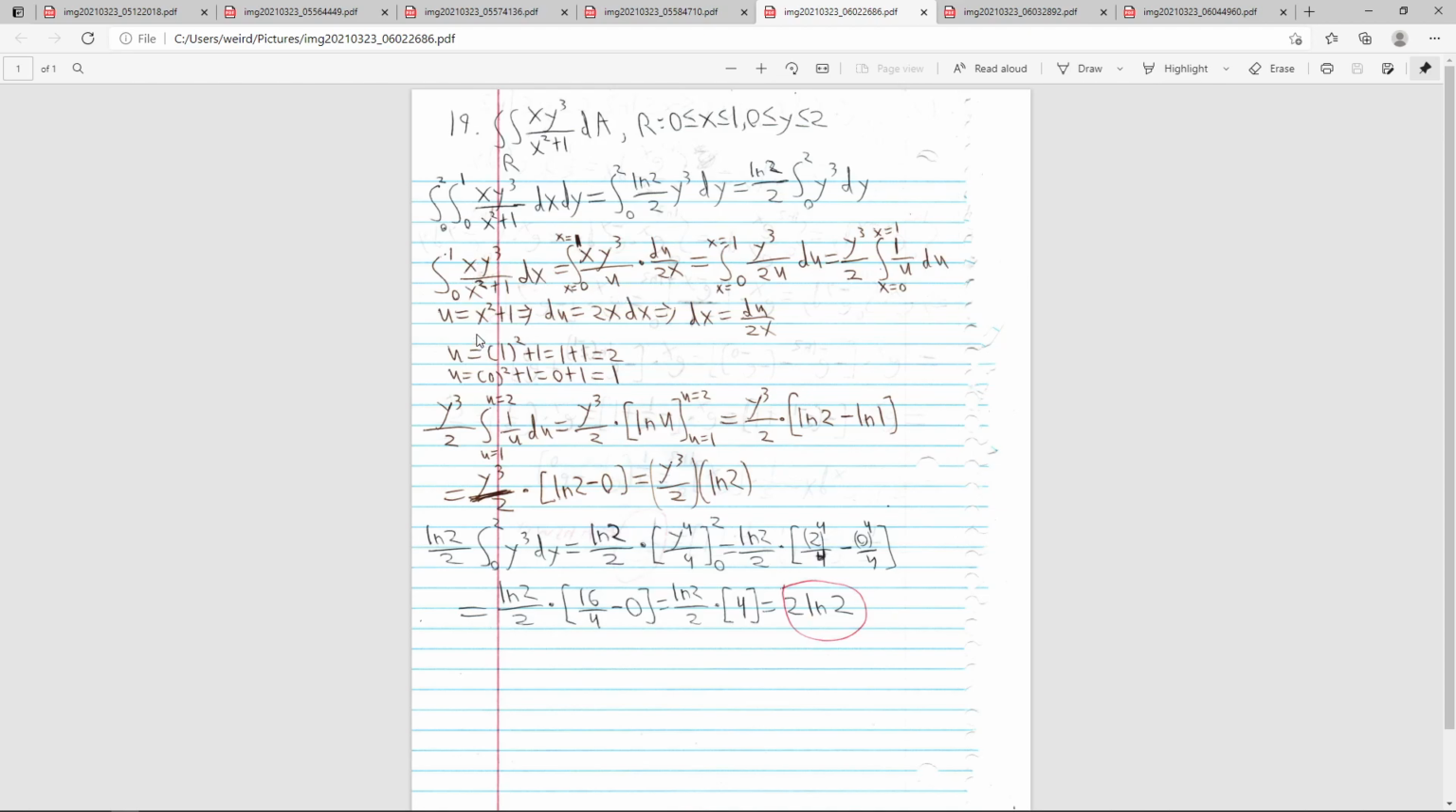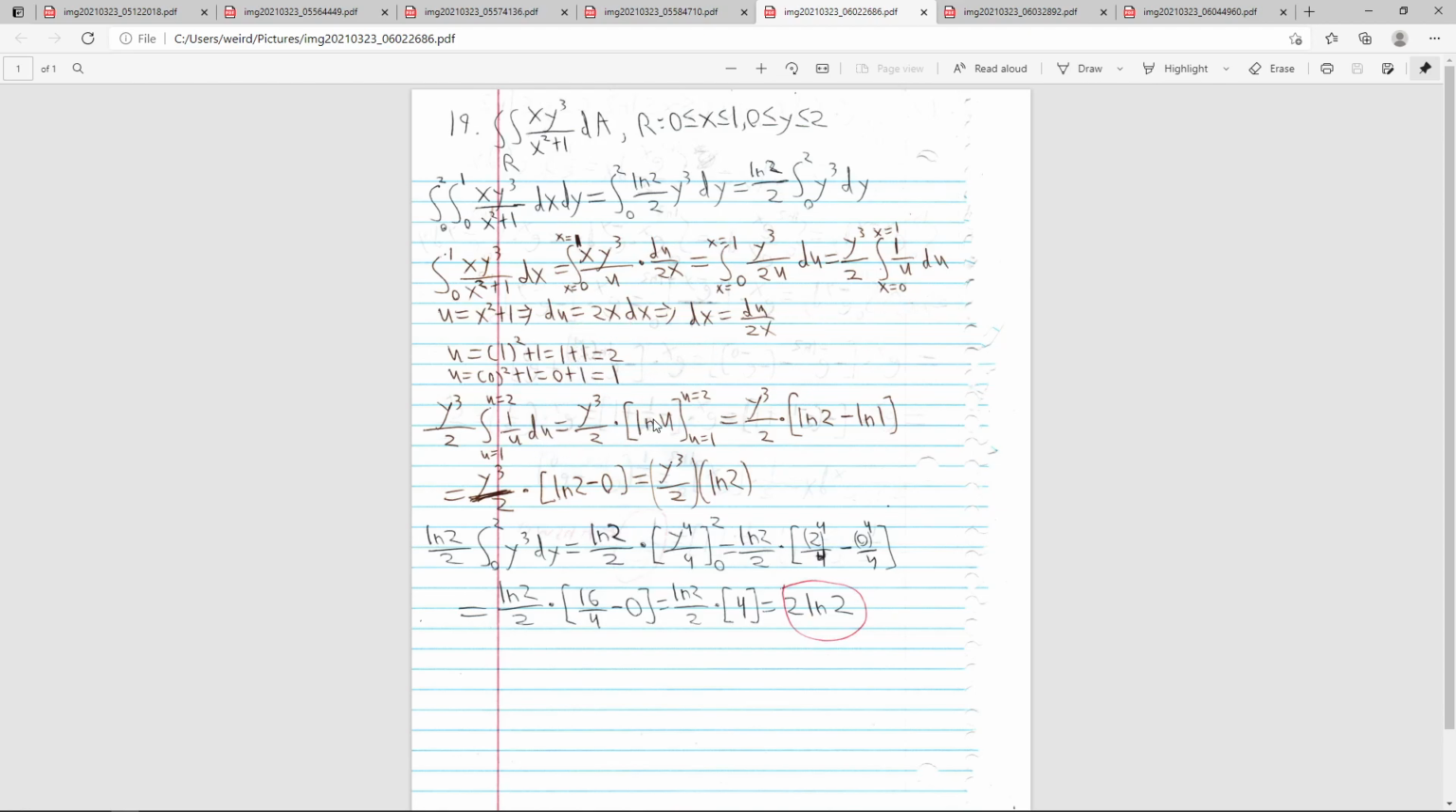So you can write this as u equals x squared plus 1, that means dx equals du over 2x, because du equals 2x dx. So basically you can get rid of the x, so it's just in terms of u basically what you need to integrate. It becomes y cubed over 2 times the integral of 1 over u du. You get a natural log answer.